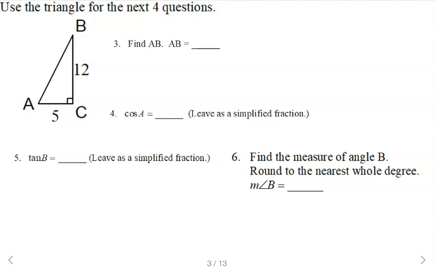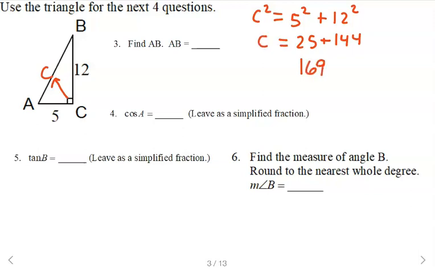Number 3, we want to find AB. AB is the hypotenuse of this triangle. I'll just call it c for now, lowercase c. So c squared equals 5 squared plus 12 squared. So that's 25 plus 144. So 169, and square root of both sides. Only a positive answer makes sense here. So we get 13 for AB.